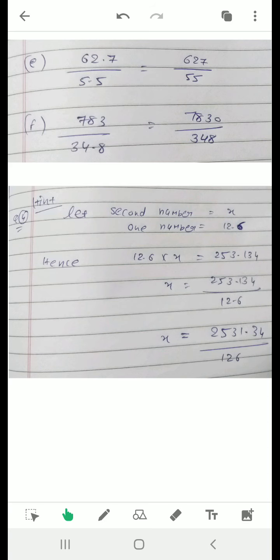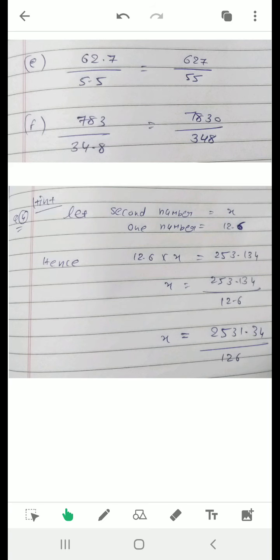If the decimal is there in both numbers, in the numerator and denominator both, then count the decimal places. Listen carefully, count the decimal places. In the numerator it was 1, in the denominator also it was 1. They are both equal, 1 minus 1 is 0. So we will not put a decimal again in either number. The answer will be 627 divided by 55, and afterwards you have to divide 627 by 55 and find the answer in decimal.